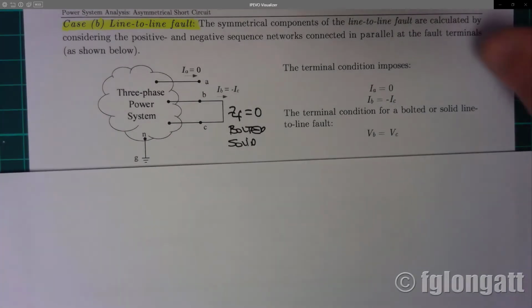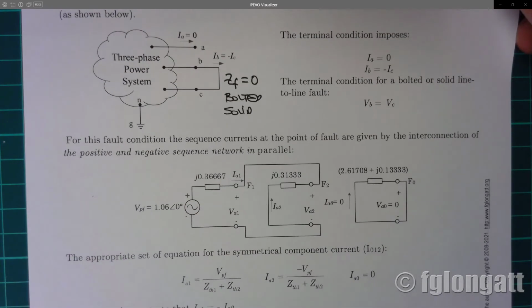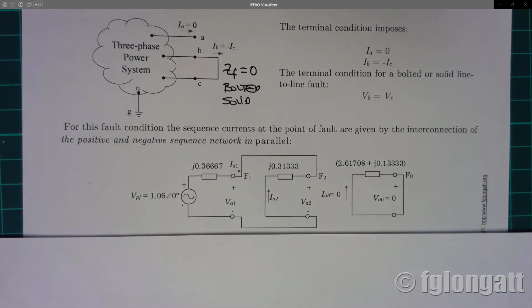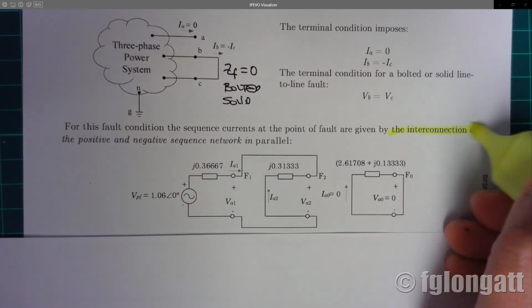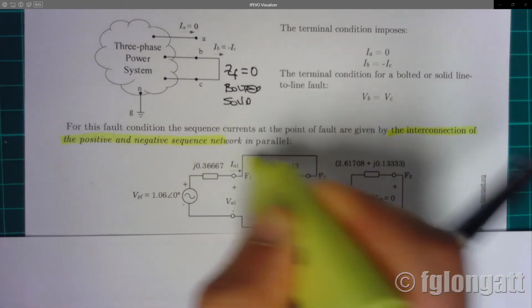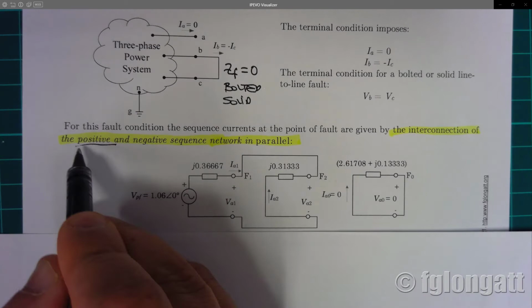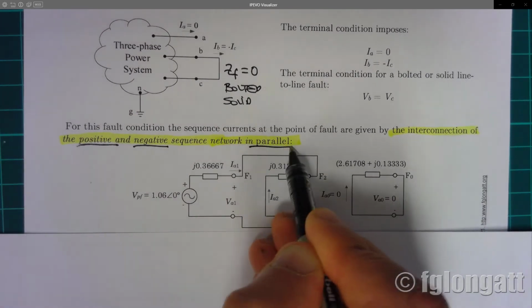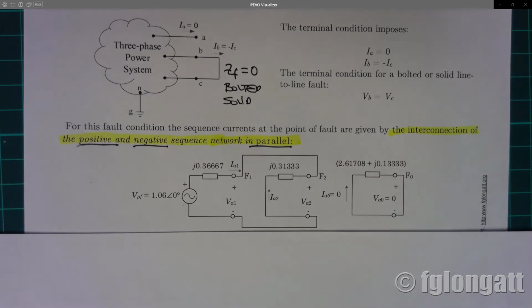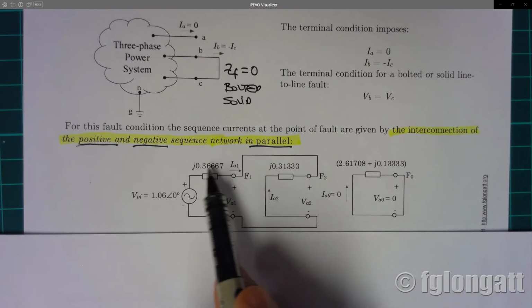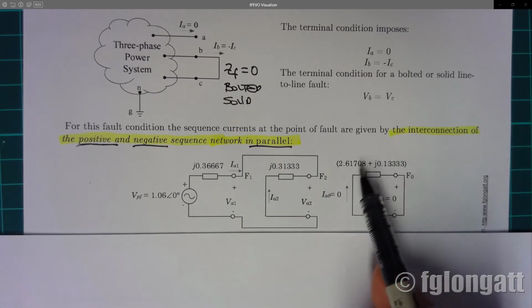Well, if you remember my classes from the theory of symmetrical components, all my students, I am sure that they must remember that for the line-to-line short circuit, the positive and negative sequence networks are connected in parallel. And that is what I am showing here. This is the positive sequence network. This is the negative sequence network. And over here, you can see the zero sequence network.